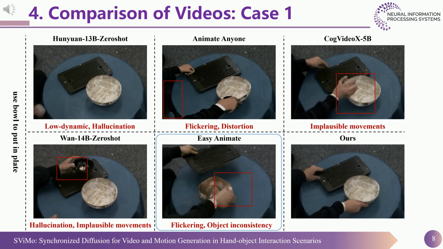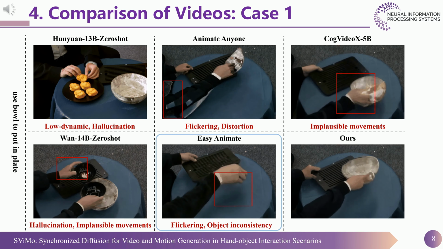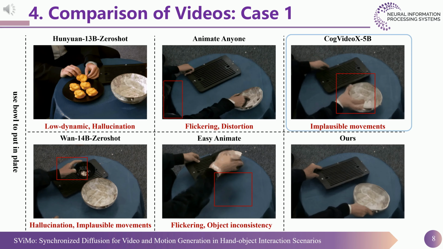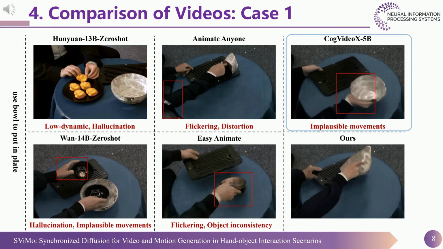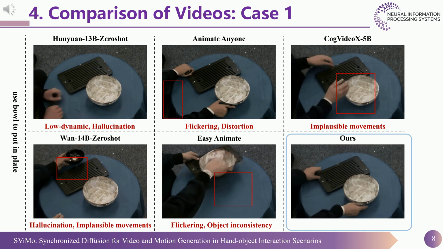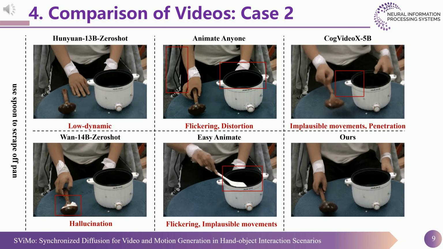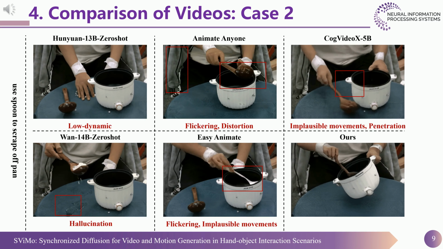This is Easy Animate's result. Aside from temporal flickering, the object appearances are inconsistent in the video. This is Cogvideos' result. The motion of the bowl shows slight floating artifacts. Finally, our results demonstrate superior performance. The second case involves the interactive task: use spoon to scrape off pan.